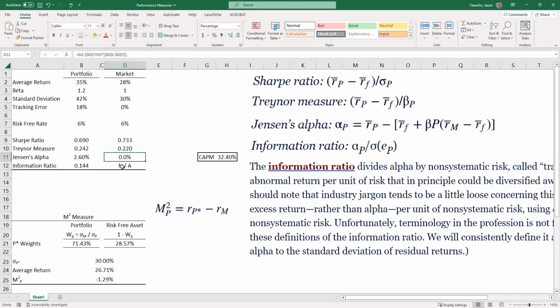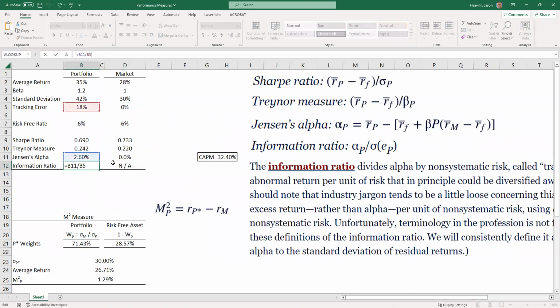Now, the information ratio does not apply to the market, NA, because it doesn't have a tracking error, and you cannot divide by 0. However, when we do it here, we do get a 0.14. If you were to compare different portfolios and not the market portfolio, then yes, the higher the information ratio, the better the performance in that case.